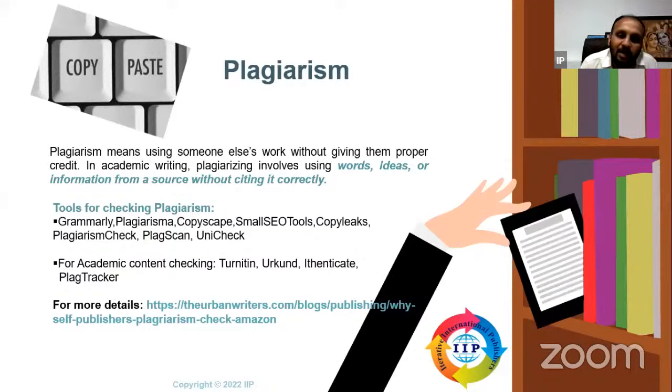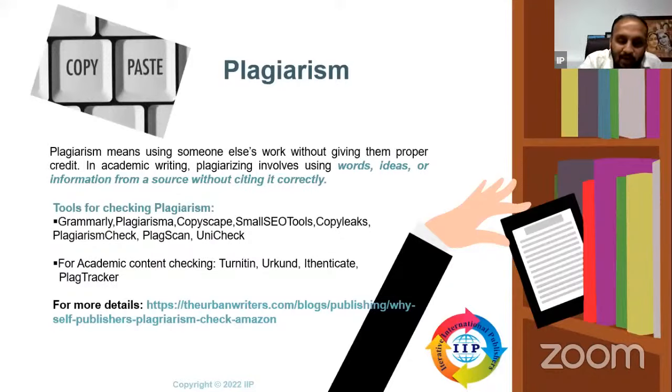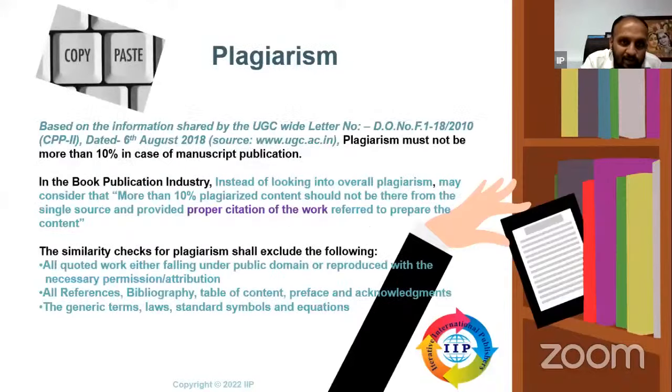This Turnitin Authenticate license will not be given as an individual license. These licenses are only for institutions or university level. So Plagiarism Tracker can be used as an individual license for plagiarism checking. For more details, you can check this link. Later, I will share the details where you can get all the plagiarism checking tools.